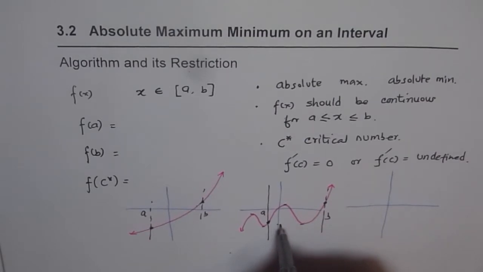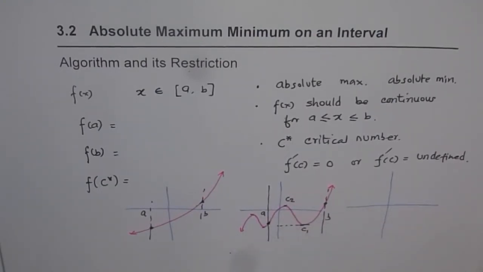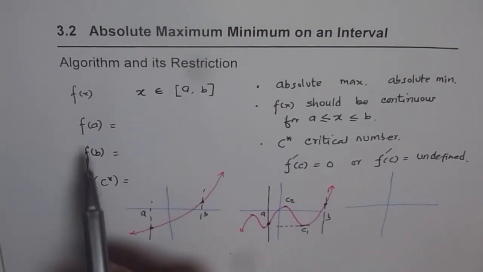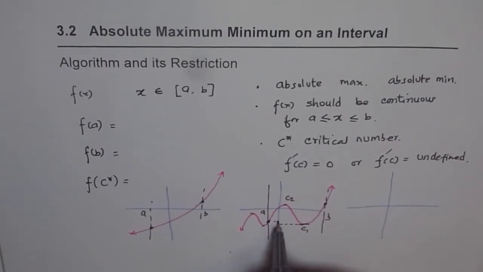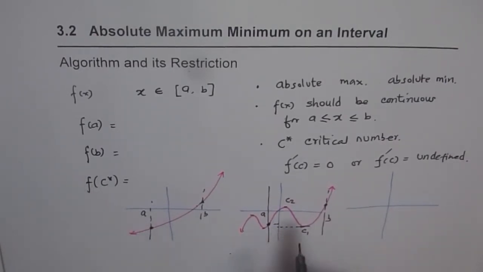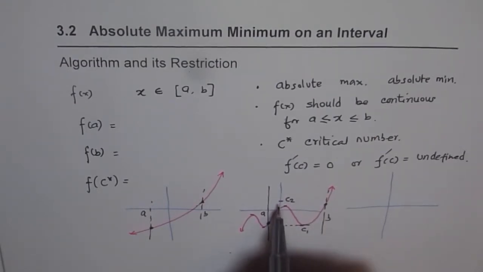So this happens to be a bit lower than that one. So let us say this is my C1 and that is my C2. I got two critical points here. So for this particular function, we'll check the values at A. So we get a value at A which is kind of here, right? Then value at B, the other boundary condition which is right there, a positive value.